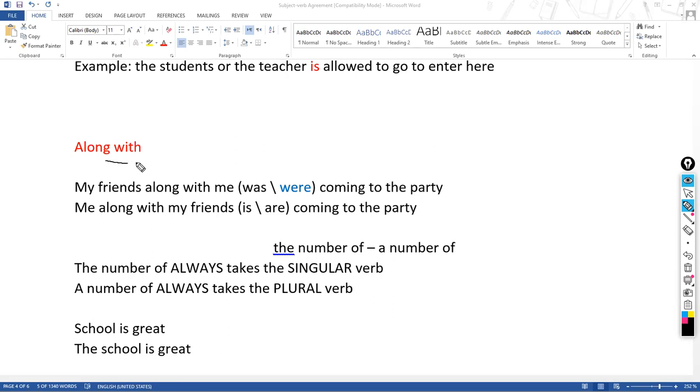Okay, now along with. If you want to use along with in speaking or writing Suna, you have to be careful. Why? Because its rule is the opposite of neither nor, either or, not only but also, as well as. What do I mean? I mean, if you want to use along with, now you have to take a look at the farthest noun, not the closest noun. If the farthest noun to the verb is plural, use plural verb. Yeah. If the farthest noun is singular, this is me, singular, me along with my friends, you have to use what?